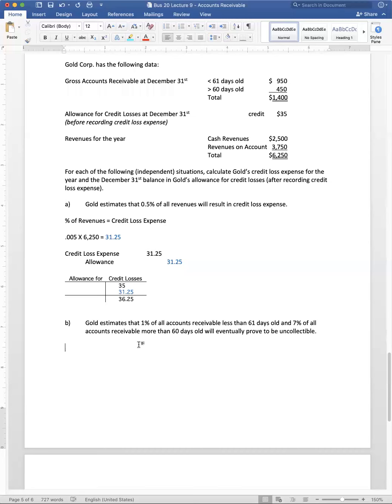First things first, which method is being used? Well, it's percentage of receivables, right? 1% of accounts receivable. Okay? And over here, 7% of accounts receivable. So it's pretty clear that we're going to be taking percentages of accounts receivable. So that means we're using the percentage of receivables method.